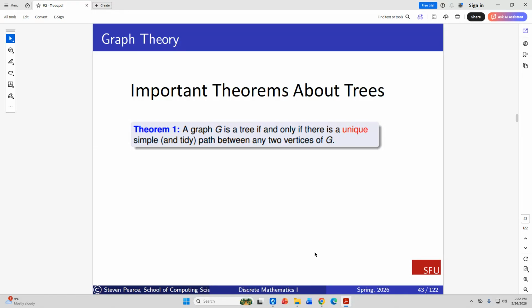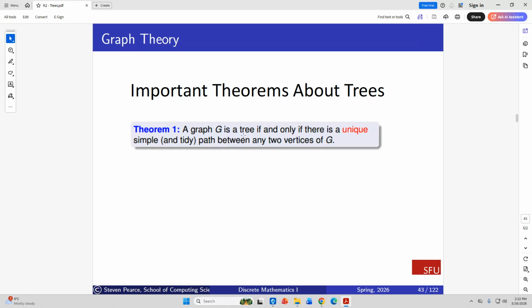So, for example, here's a theorem: a graph G is a tree if and only if there is a unique, simple, and tidy path between any two vertices of G. Tidy, I'm not sure what that means here, and that's not a very mathematical term. But simple is easy to understand. Unique is simple to understand. So a unique, simple path between any two vertices.